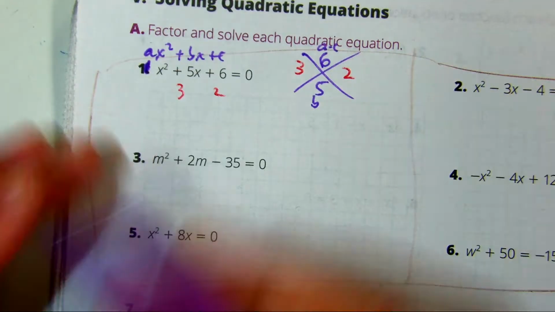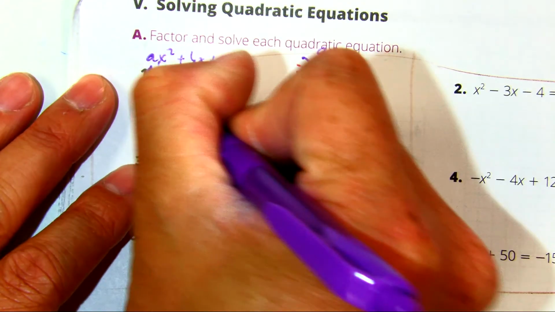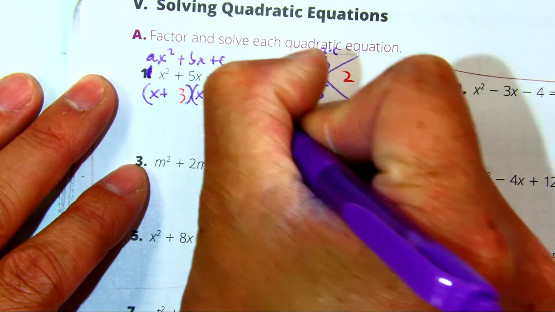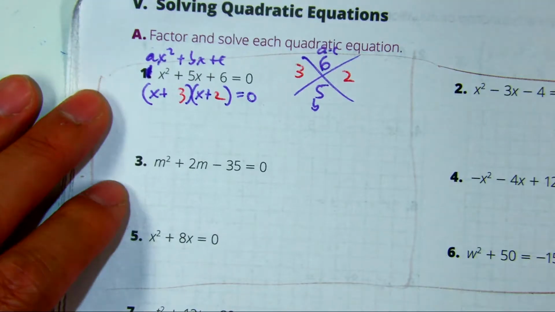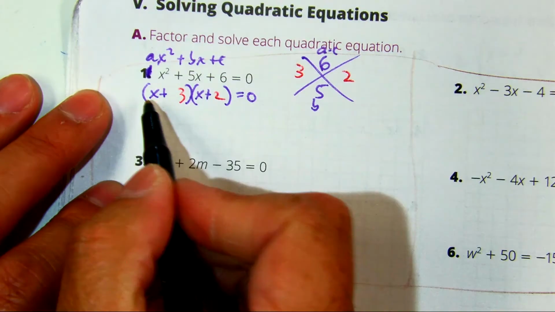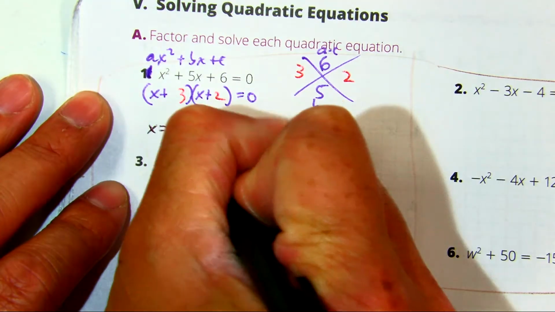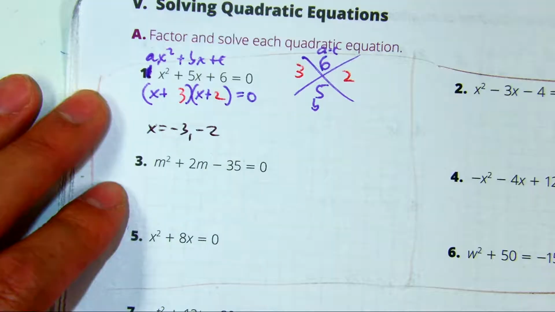So I have x plus 3 and x plus 2 equals 0. And as some students said in class today, it's just the opposite of those numbers. X equals negative 3, x equals negative 2. Raise your hand if you got that.